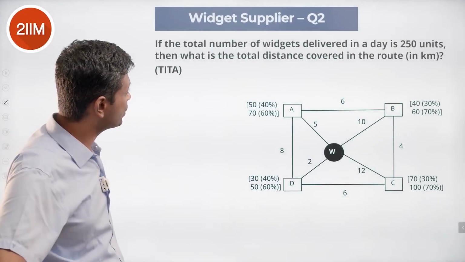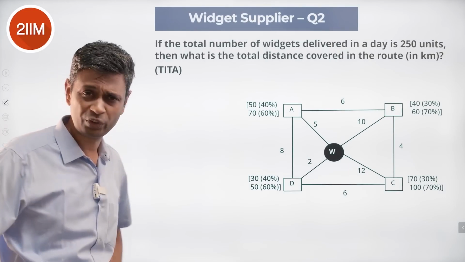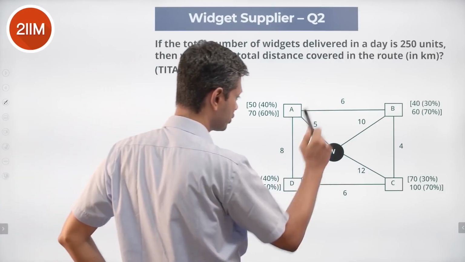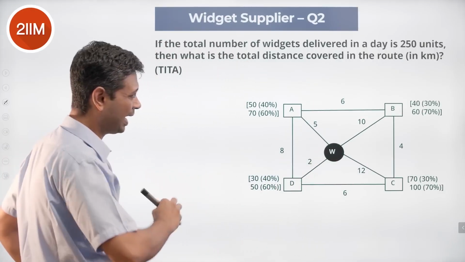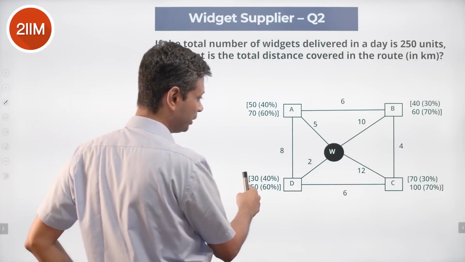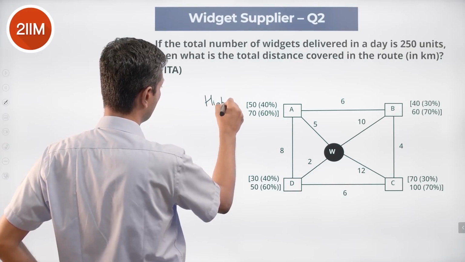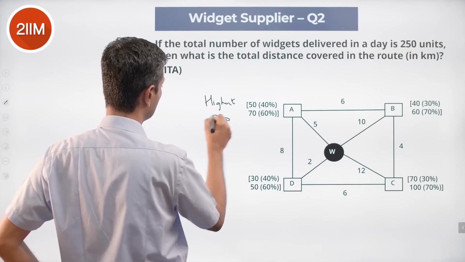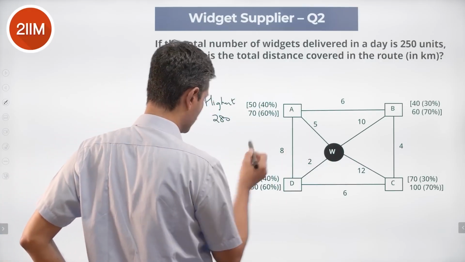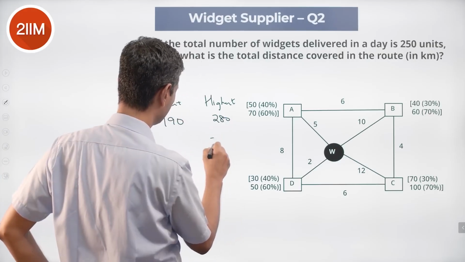The total number of widgets delivered in a day is 250 units. What is the total distance covered in the route? 250 is a total number. Let's see, we could add 50 or 70, 40 or 60, 70 or 100, 30 or 50. I love adding the higher numbers and lower numbers. And so 70 plus 50 is 120, 220, 280. The highest is 280. The lowest 50 plus 40, 90, 160 plus 30, 190. Here at 250, so closer to this.